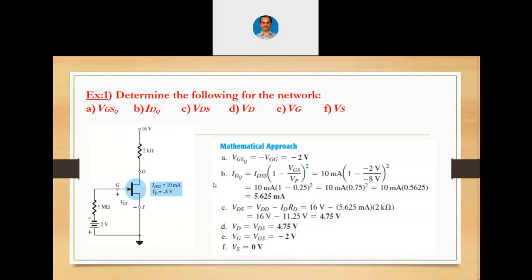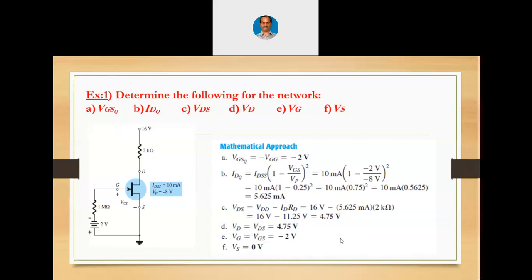Our VDS is nothing but VDD minus IDRD. 16 volts minus 5.625 milli into 2 kilo. That is 16 minus 11.25 volts, which is 4.75 volts. This is VDS. Other three things are obvious as I told you earlier. VD is VDS itself, VG is VGS itself, VS is 0 volts.